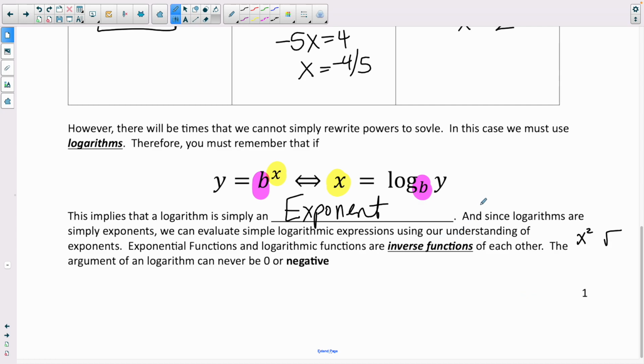The last thing we should know is the argument. So the argument of a logarithm, it's what's inside the logarithm. So in this case, it's y, can never be 0 and can never be negative. So we have to remember that for when we're solving, that we can't include 0 as a solution and we cannot include any negative values. All right, so now we're going to flip the page.